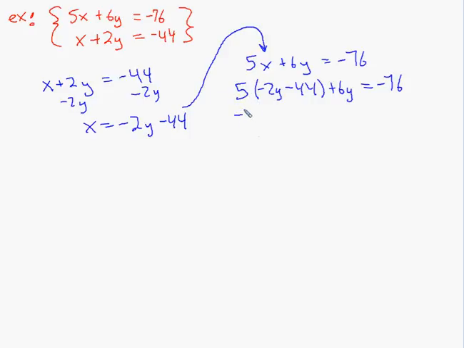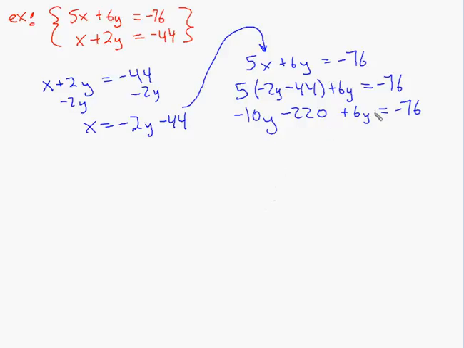So now we distribute that 5. I get negative 10y. Oh boy. This is why you have a calculator. 5 times negative 44. What's that? Isn't that negative 200? Sure. Plus 6y. I'll take it that is correct, until someone proves that wrong.